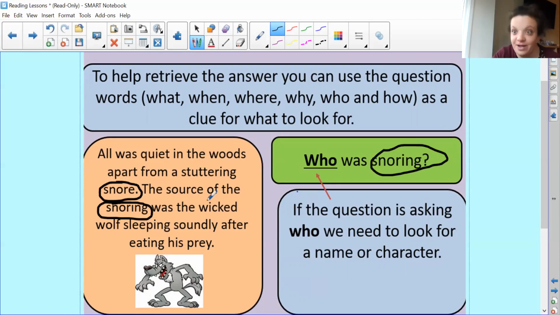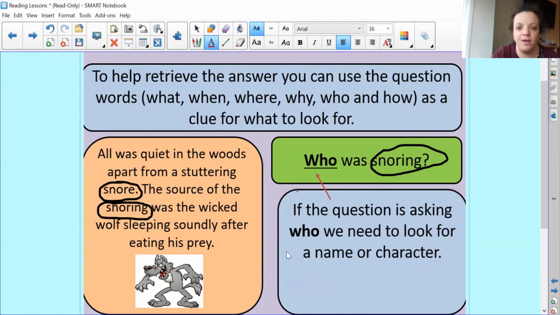Okay, well done. Now I'm going to read it and I'm going to see if I can find out. So the source of the snoring was the wicked wolf, sleeping soundly after eating his prey. So who was snoring? My answer is the wolf. And I'm going to write this perfectly here. The wolf. Checking my spelling of wolf using the text to help me. I could put the wicked wolf, but the wolf will do.